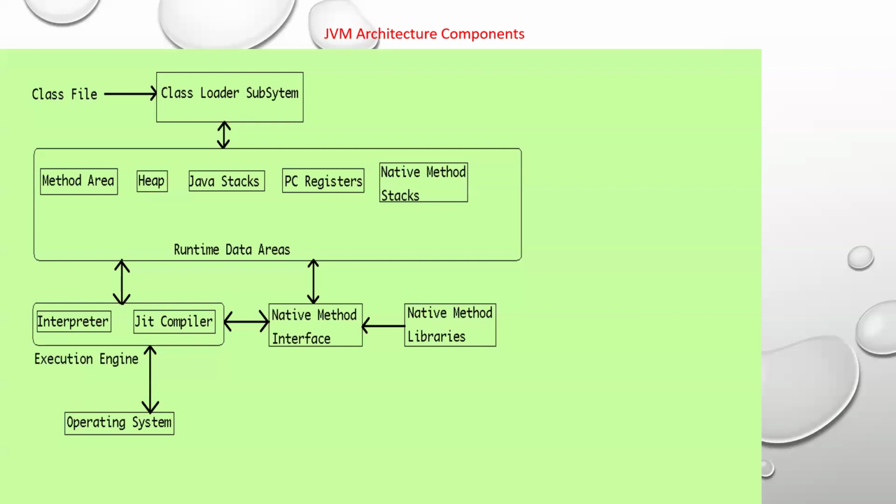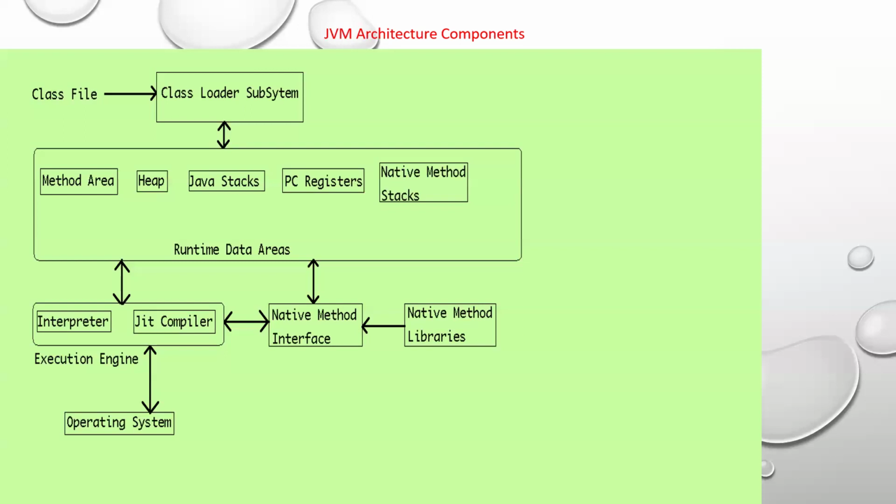once class loader subsystem loads your dot class file, from the dot class file it picks each component. Objects it will pick and store in heap. Class or method code it will store in method area. Java stacks support both method area and heap. If heap and method area are full, Java stacks and PC registers will support.